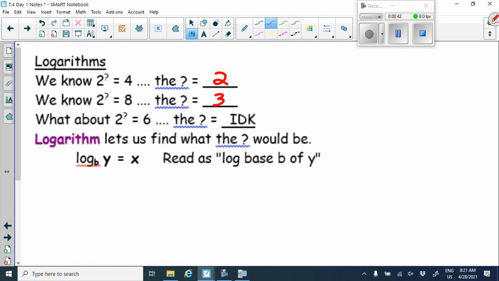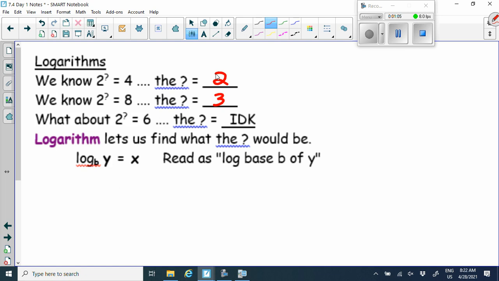But what about 2 to what power gives us 6? Do we know exactly that? No. That's where you would have to plug and chug and try to figure that out. This is where logarithms come into play. When we do not know exactly the power, we use logarithms to find that out, okay?